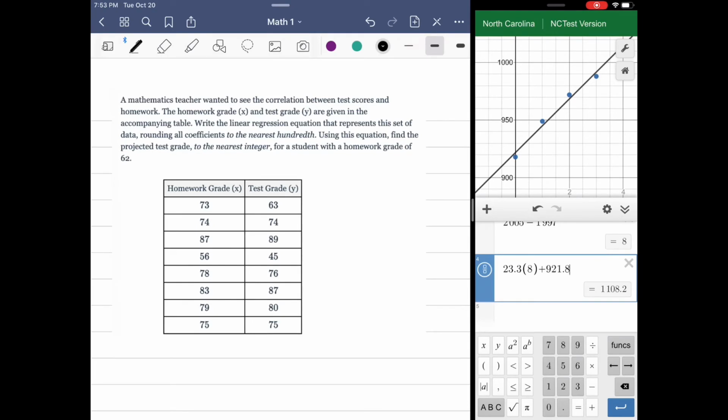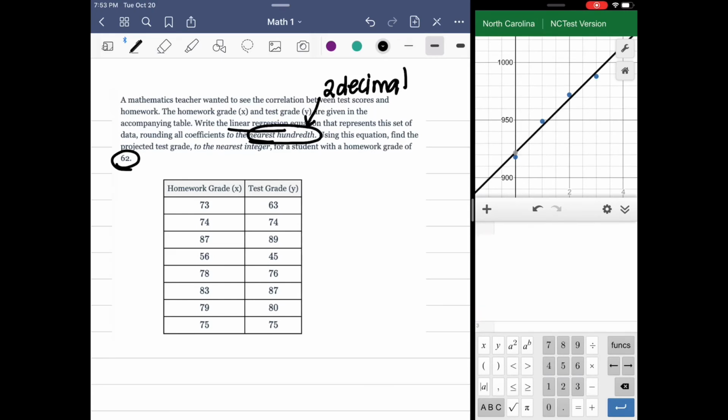It says that a mathematics teacher found a correlation between the test and the homework. So x is going to represent the homework grade, y is going to represent the test grade. So we're going to write a linear regression model. We're going to round to the nearest hundredth, so hundredth is going to be 2 decimal places. And then we're going to make a prediction: if my homework grade is 62, what is my test grade?